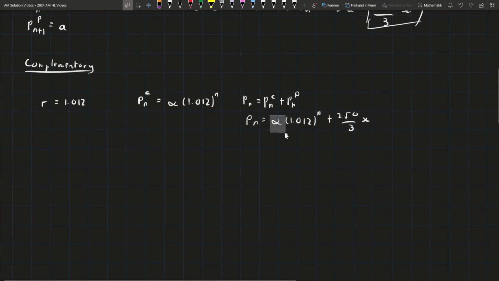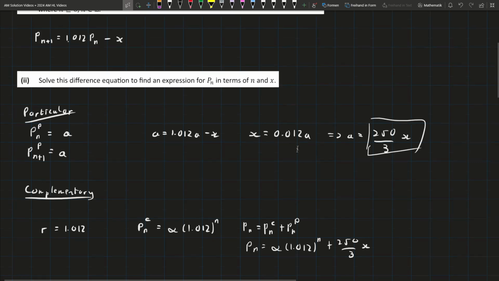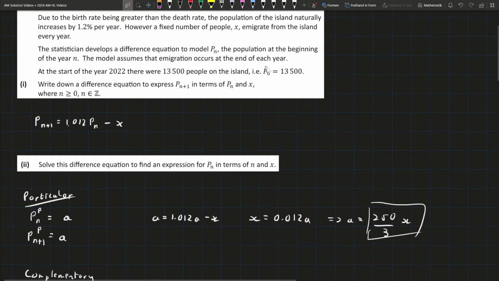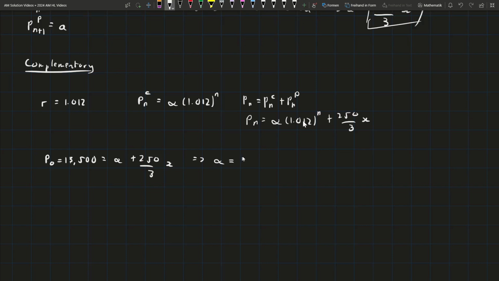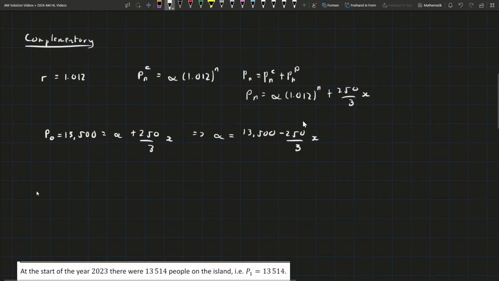Okay, now we need to find out what alpha is because they said in terms of n and x, not in terms of alpha. And we're told that P0 is 13,500, so we can use that fact. P0 is equal to 13,500, which is equal to alpha, and then this to the power of 0 is just 1, so we have plus 250 over 3 x. That just means that alpha is going to be equal to 13,500 minus 250 over 3 x. That means that our final answer, Pn, is given by, so instead of alpha, I'm writing 13,500 minus 250 over 3 x.